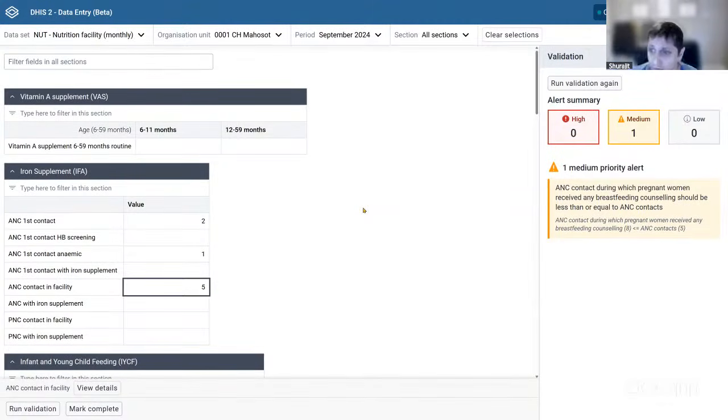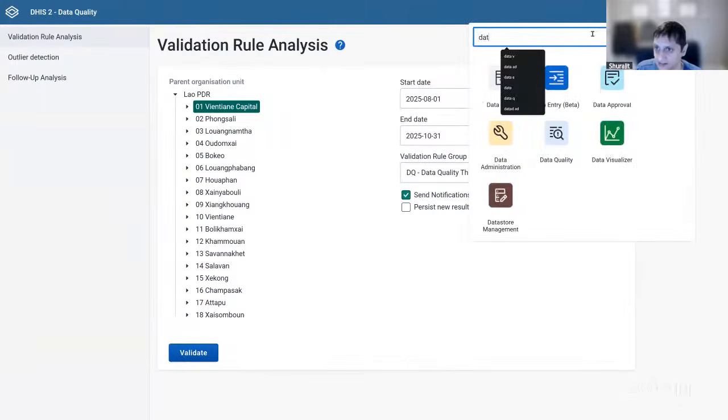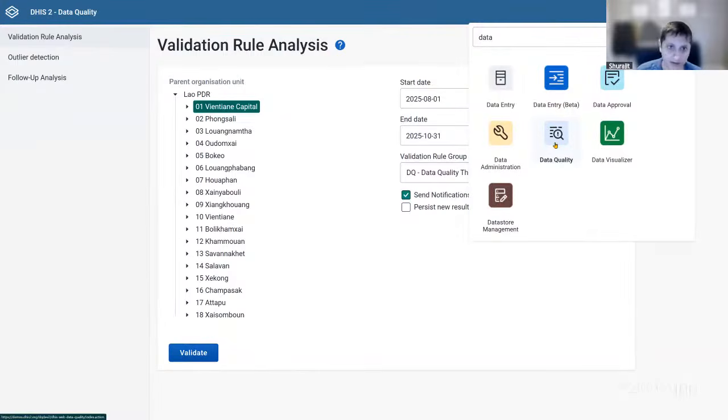So we can also run all of these validation rules in bulk, and do an analysis for several time periods, several organization units together in order to see the violations as well. So we do this in our validation rule analysis. This is accessible in our data quality module here. So from here, I can access this validation rule analysis.